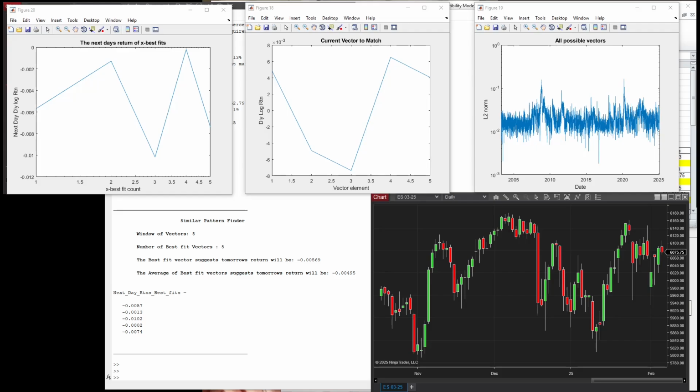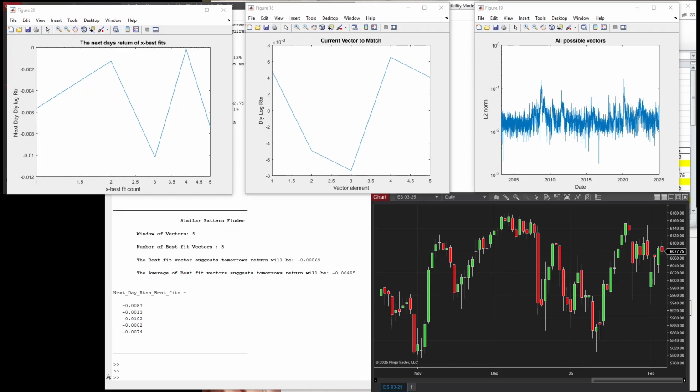I can ask this at the end of any given day, and it will tell me what it suggests is the return of the next day, simply by pattern seeking. So I call this my similar pattern finder. And I didn't want to have just the best fitting 5 days. I said, give me five of the best fitting 5 days. And then we could look at what the best fit gave for the following day and the average of the next five, etc.